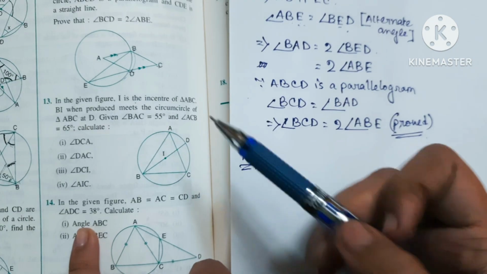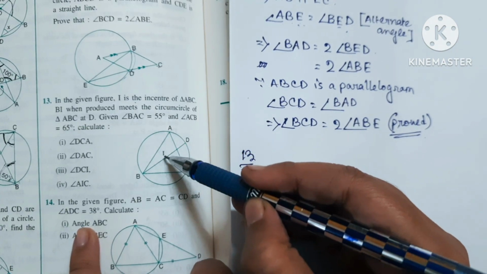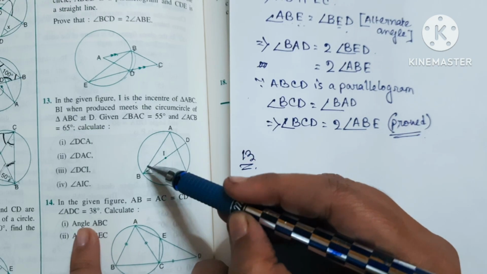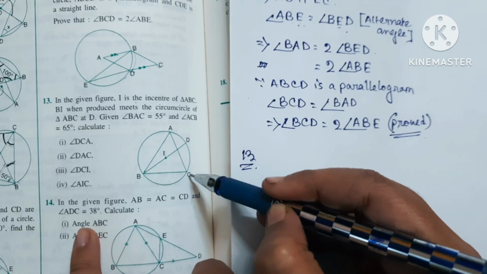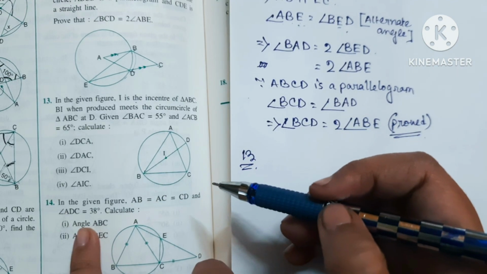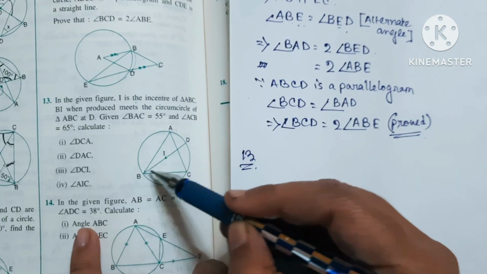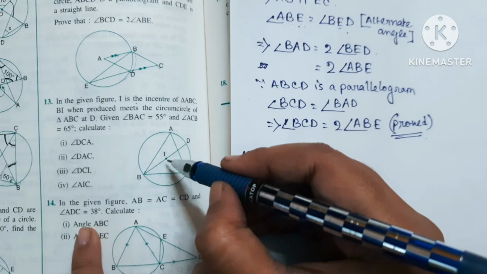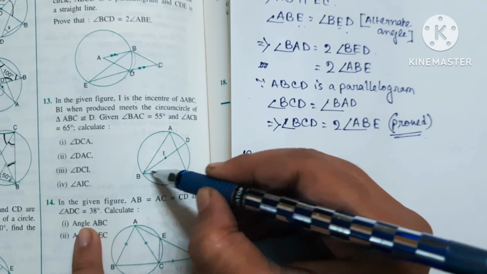Okay, so that means if you join the vertices and the incenter, you will get two equal angles. That means ABI and IBC are equal, because if you join, that will become the angular bisector of that particular angle. Okay, here it is the angular bisector of angle B.